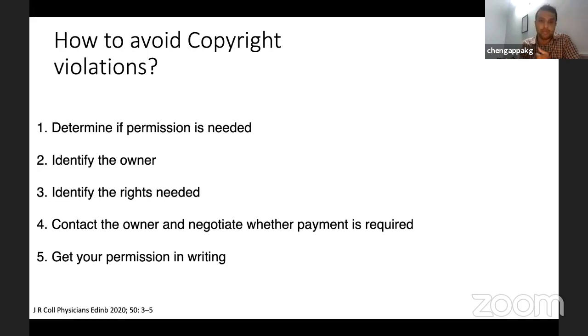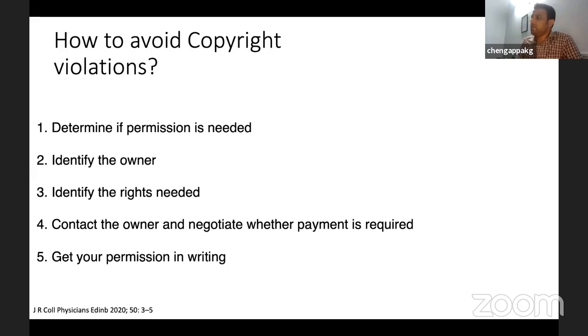Do you need an image to be published? Do you need a table to be reproduced? Do you need just a paragraph to be quoted? You have to decide what is needed, and then contact the owner and negotiate whether payment is required. Usually for academic, scientific publication, payments are waived. But there could be some journals which will levy some price for republishing images. Then always get the permission in writing.